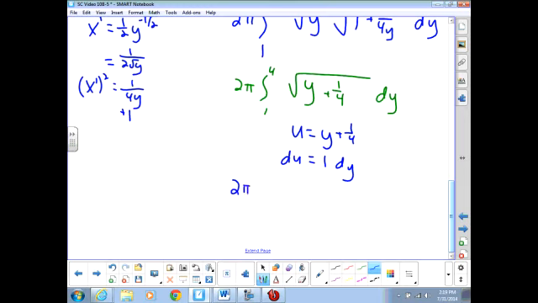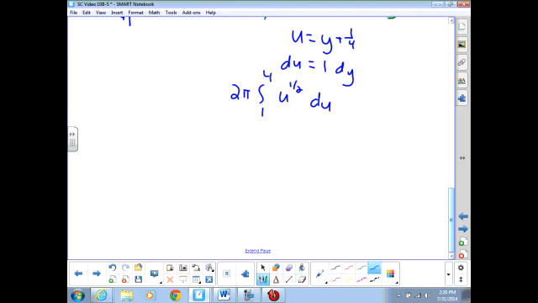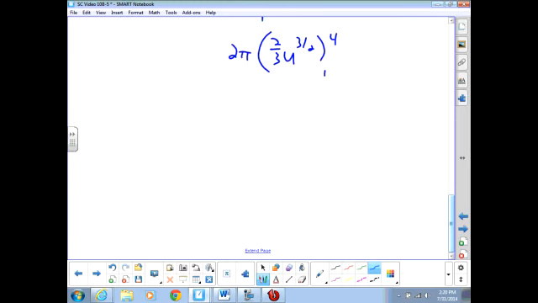We'll just have 2 pi from 1 to 4 of u to the 1/2 du, sorry. So we will have u to the 3 halves, 2/3 out front, from 1 to 4 of 2 pi. We'll pull that 2/3 out front to give us 4 pi over 3. We'll sub back in the u, which we had was y plus 1/4. So this is y plus 1/4 to the 3 halves, going from 1 to 4.